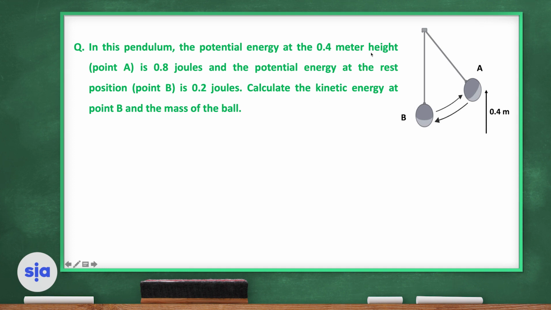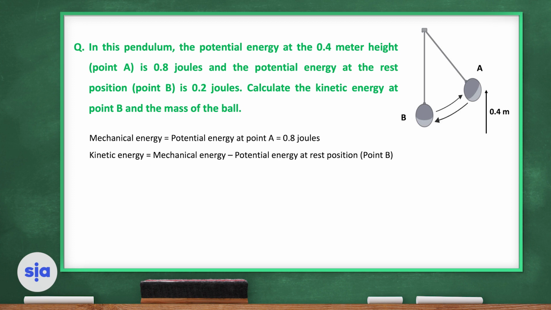He's giving you the height, which is 0.4 meter, and he's giving you the potential energy at point A, maximum height, and potential energy at point B, the rest position. He wants to know the kinetic energy at point B and the mass of the ball. First of all, the mechanical energy is equal to the potential energy at point A at the maximum height, which is equal to 0.8 joules, where the kinetic energy is almost zero.